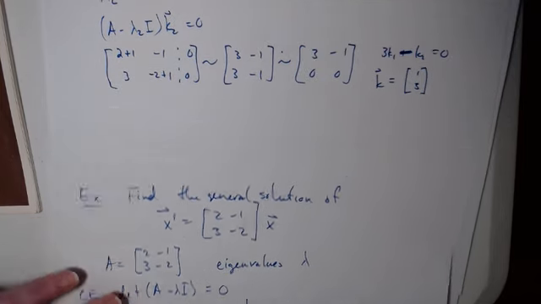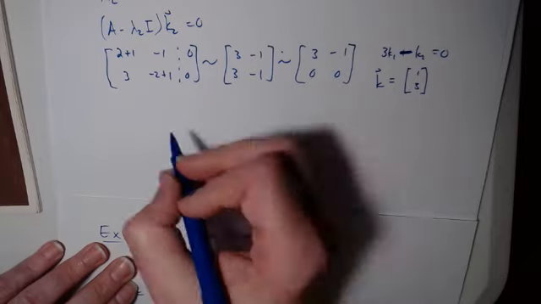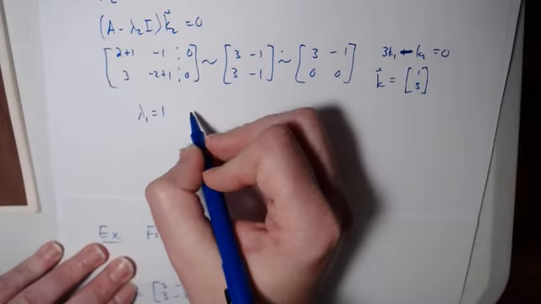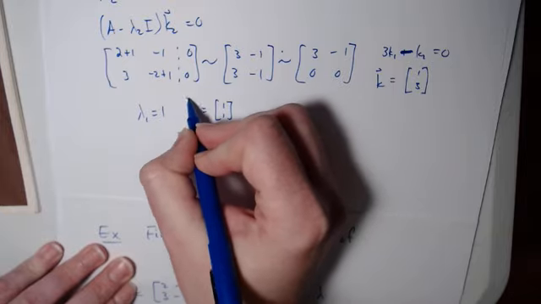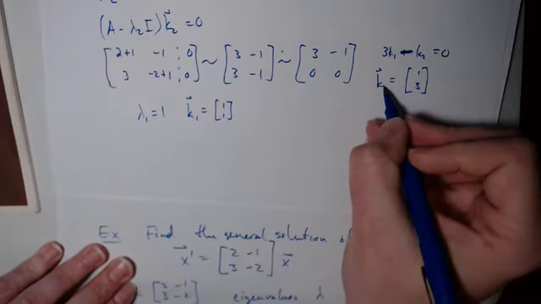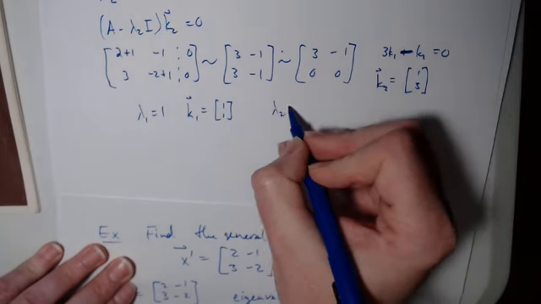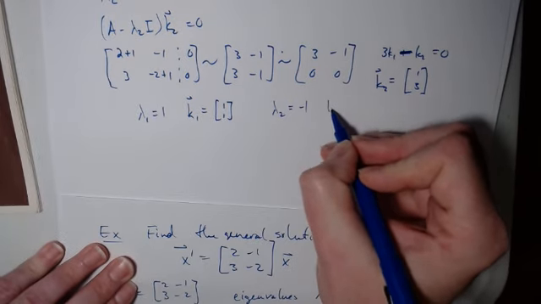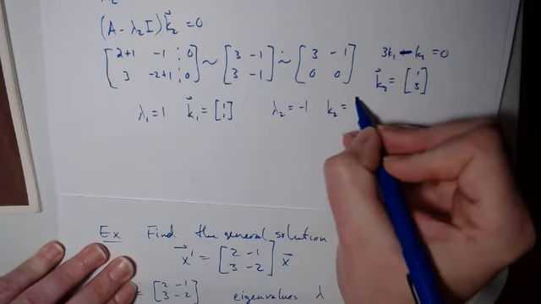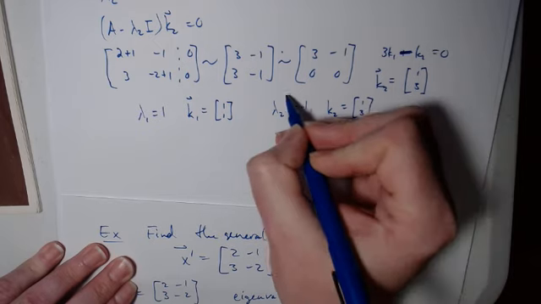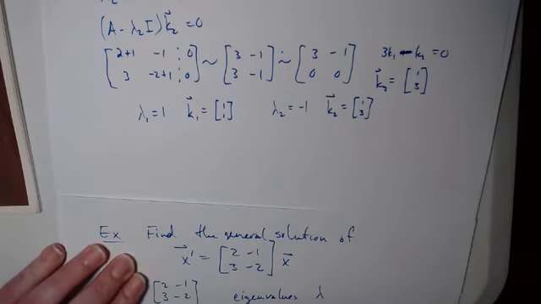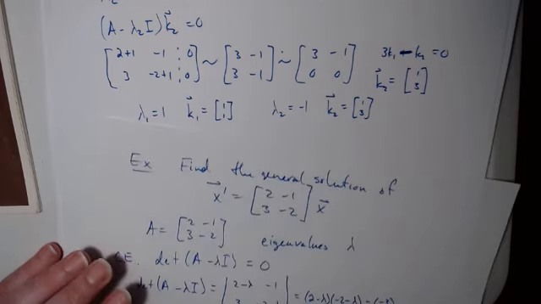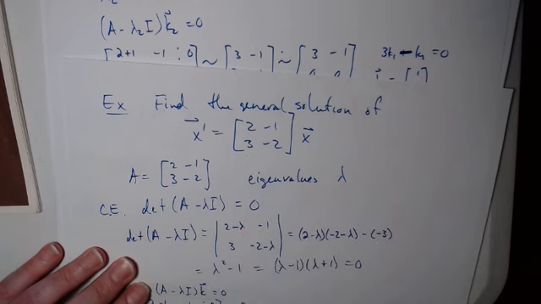So we have that lambda 1 equals 1 and k1 equals 1, 1. And we have lambda 2 equals negative 1 and k2 equals 1, 3. Are both eigenvalue eigenvector pairs for our A.